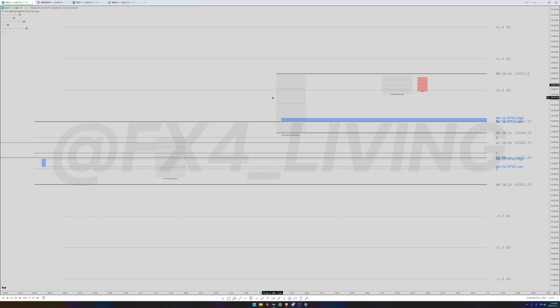Right here, you've got the lunch macro and the PM session. That is the opening range from the PM session. So it's 1:30 p.m. to 1:59, basically 1:30 to 2 p.m. That is the PM opening range. 18,873.5 is the high, and that is the low right here. Then you get the first presented fair value gap from the PM session, from the opening range.